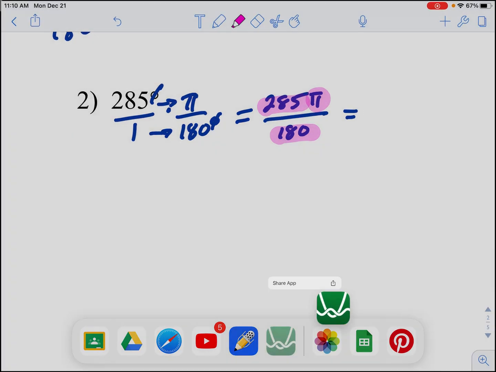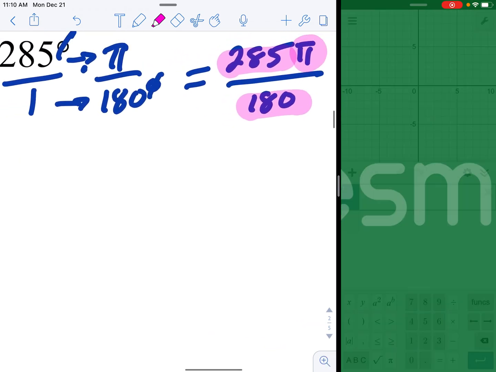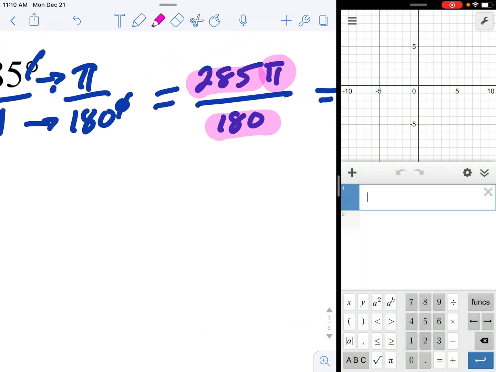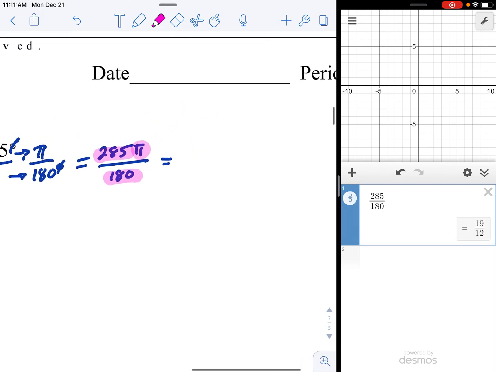Well, if you love fractions, you can work that out on your own. If you don't love fractions, you can do this on Desmos. 285 divided by 180. Now that's a decimal, that's not a fraction, but if you hit the little circle next to it, see there where I'm pressing? You can't see me pressing it, but you can see what's happening. I get 19 over 12. This works out to be not 19 over 12, but instead 19 pi over 12. So the number's reduced, the pi is still there, and that's your answer.